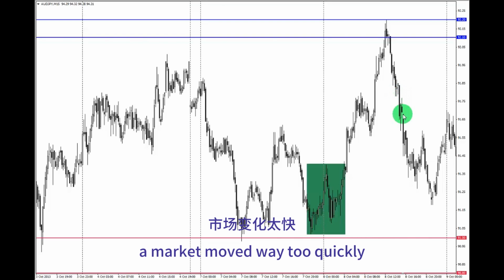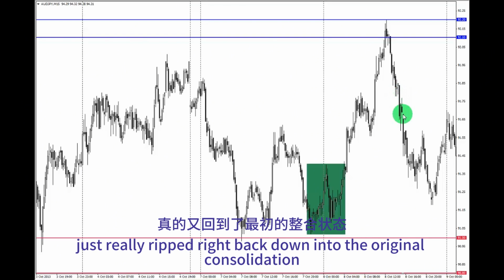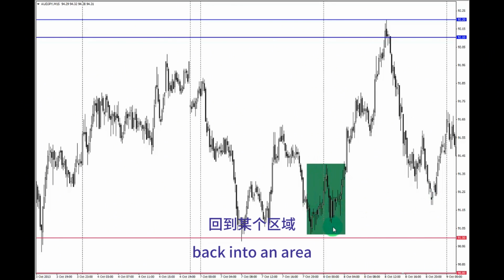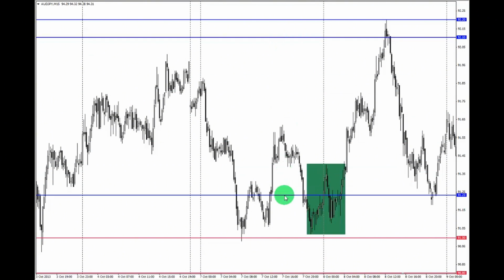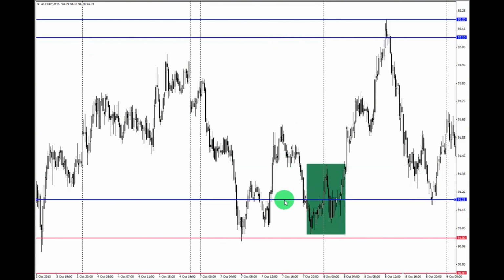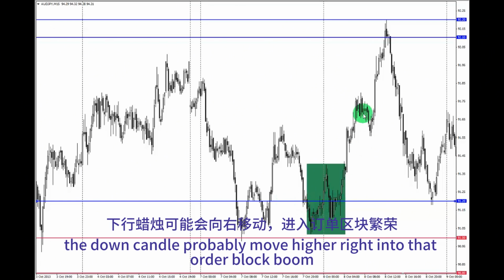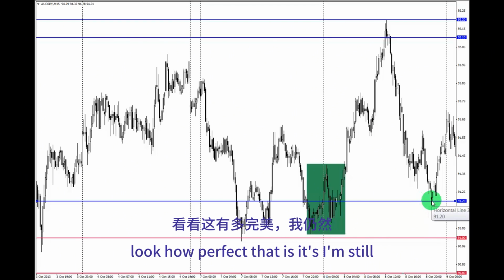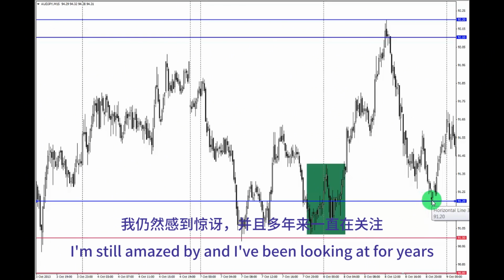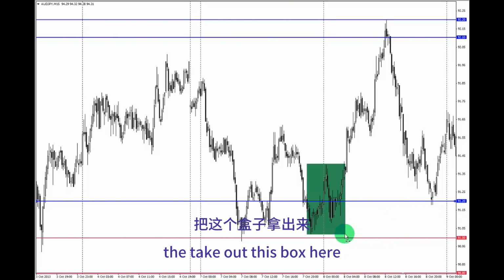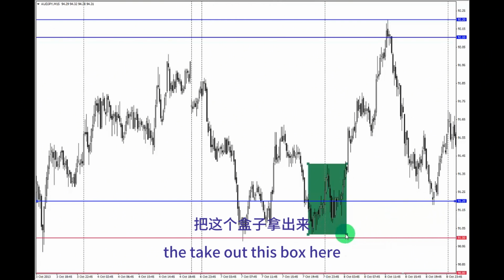The market moved way too quickly and just really ripped right back down into the original consolidation, back into an area the body of the candle, the down candle prior to the move higher, right into that order block. Boom! Look how perfect that is. I'm still amazed by it, and I've been looking at it for years. The take out this box here.